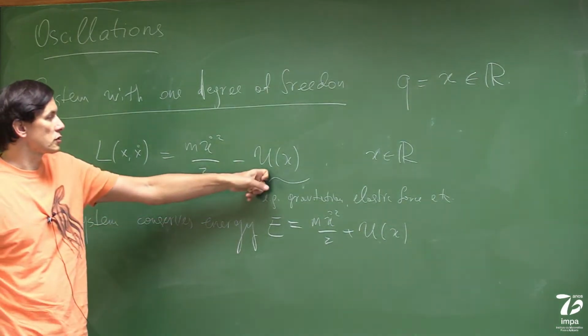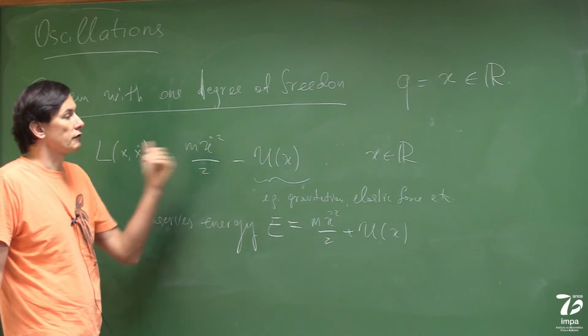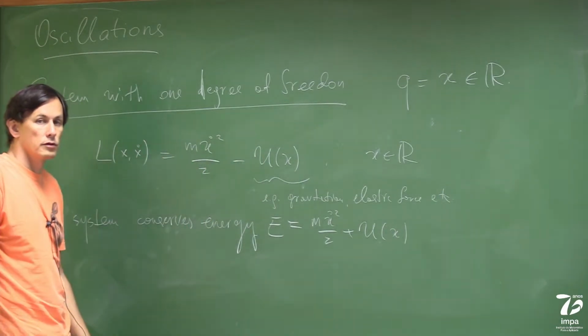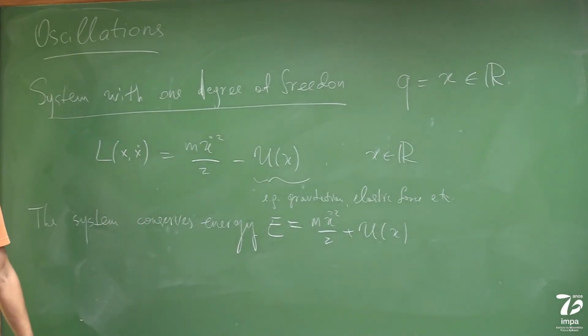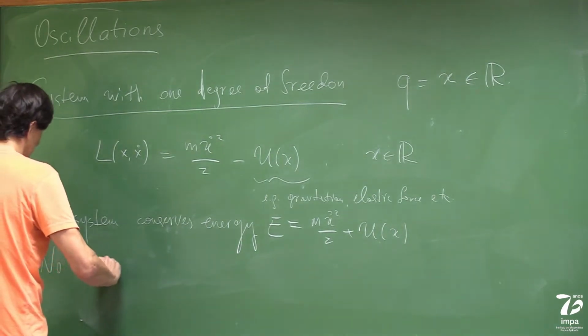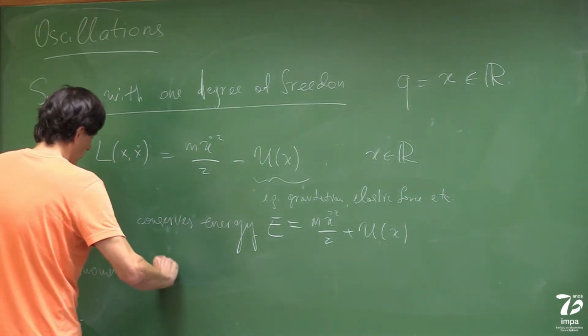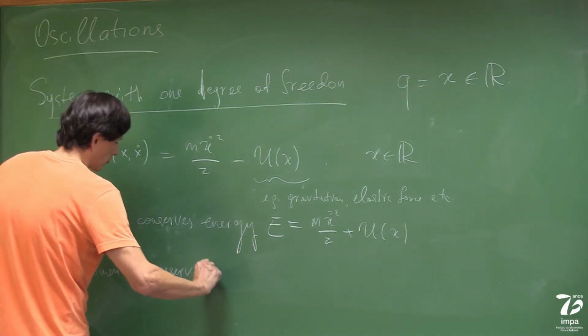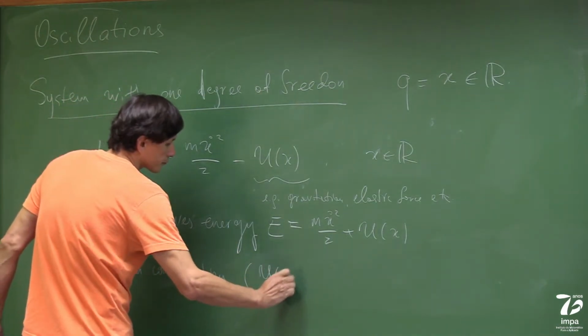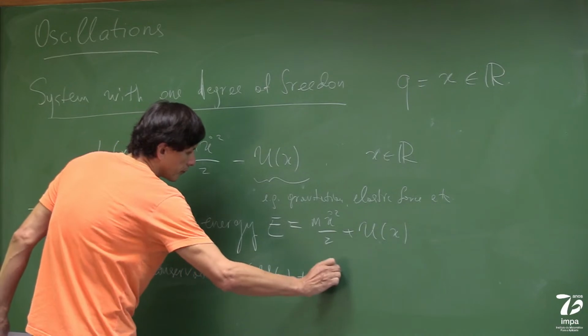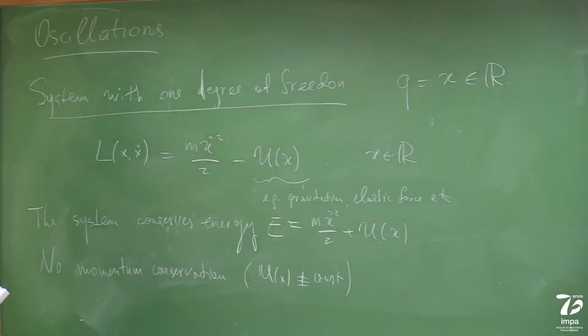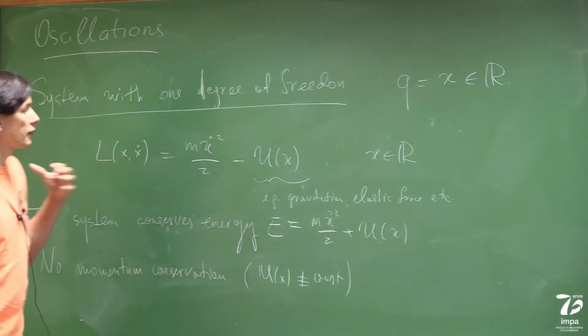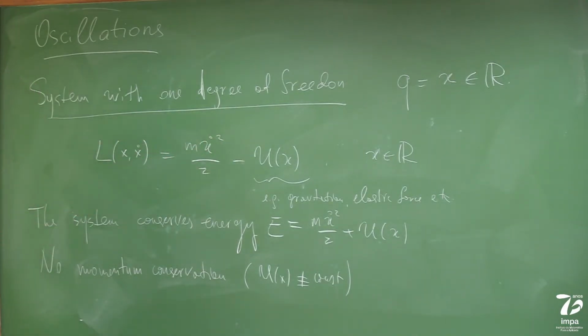Now, if U is not a constant, then we don't have translation in space. Right? So translation in space is not there. So we don't have homogeneity in space. So there is no momentum conservation. So when U is not constant, the Lagrangian is not invariant with respect to change of coordinates in space, so there is no momentum conservation.